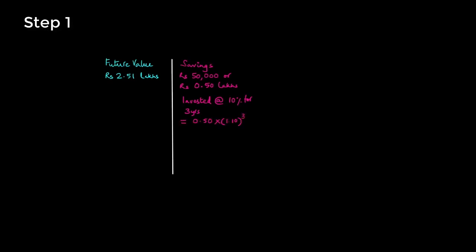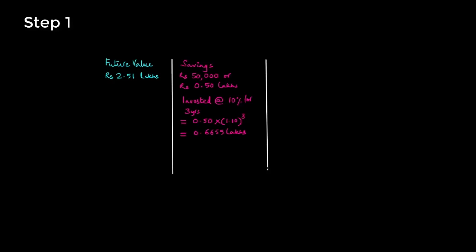50,000 invested at 10% for 3 years, it will be the same formula as for calculating future value of a goal. The future value of this saving comes out to be 0.6655 lakhs. Now for Pulkit, we need to understand how much of the goal will be funded through monthly savings.